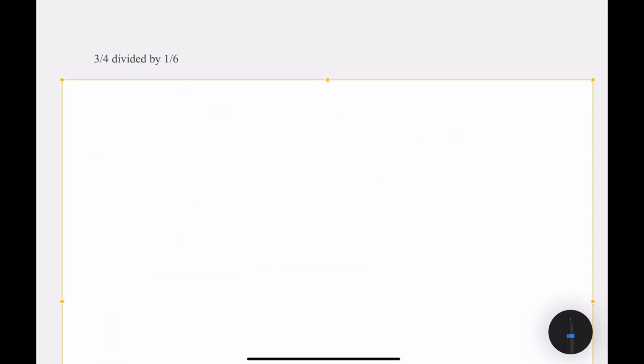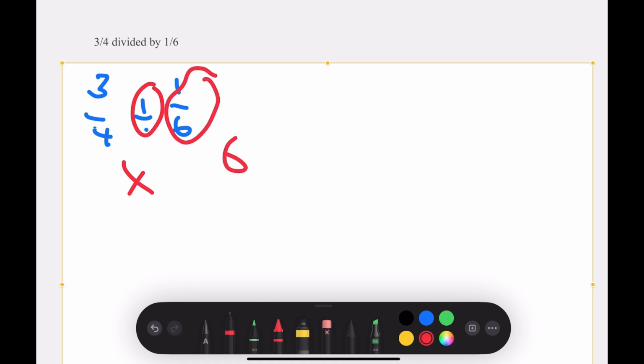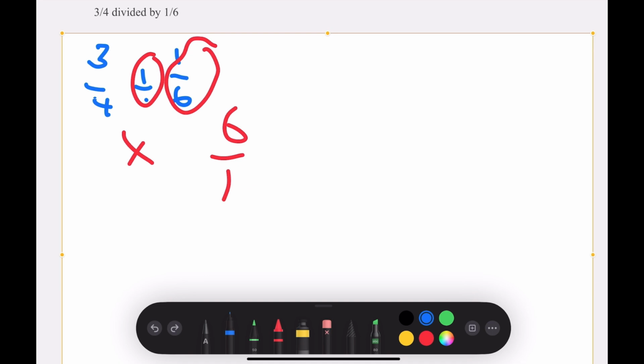I'm now going to go over dividing. Dividing is the most difficult one, but as long as you remember the steps and what to do, you should be fine. So 3 over 4 divided by 1 over 6. Whenever you are dividing, you change the division sign to multiply, but you must also remember to flip the second fraction. So 1 over 6 would change to 6 over 1. So whenever you're dividing, you multiply and you flip the second fraction. So 3 over 4 divided by 1 over 6 would become 3 over 4 multiplied by 6 over 1.